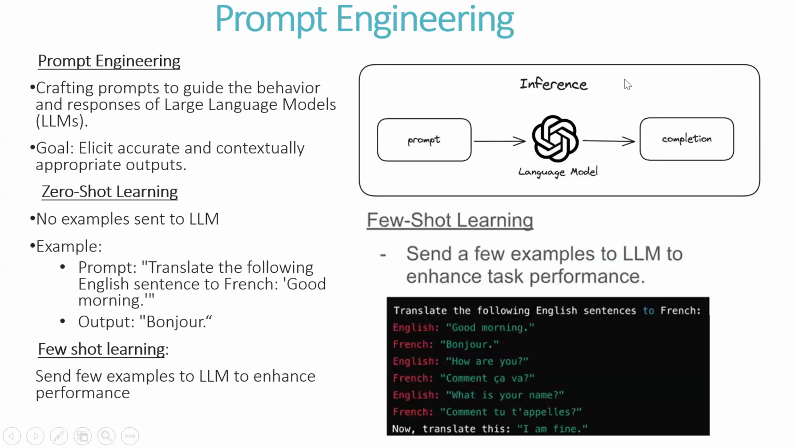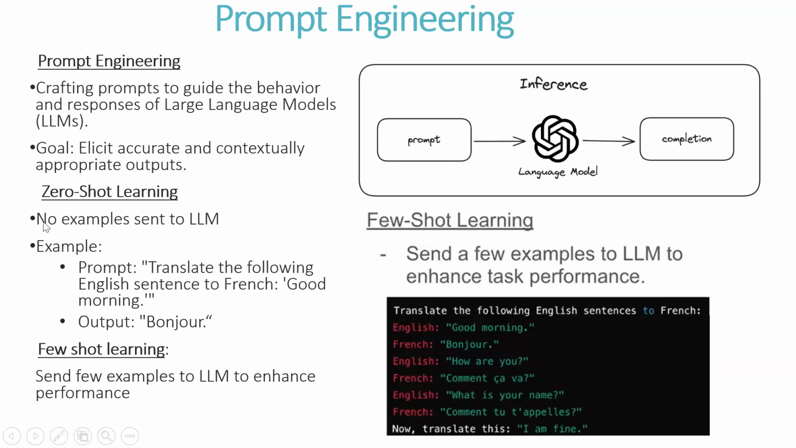Now, what is prompt engineering? What happens is your inference basically depends on how good your prompt is. So it is crafting prompts to guide the behavior and response of LLMs. Okay. What is the goal? To elicit accurate and contextually appropriate outputs. Your output basically depends on your input. Whatever prompt you are writing to the model, that will basically decide what your output should be. So it is very important in this field to craft your prompts very carefully.